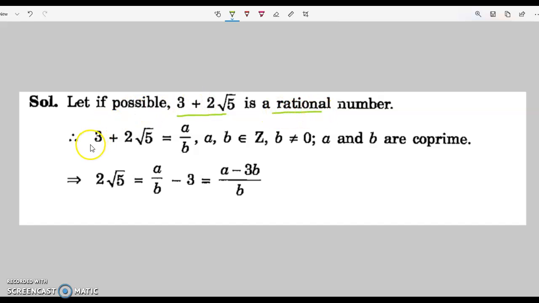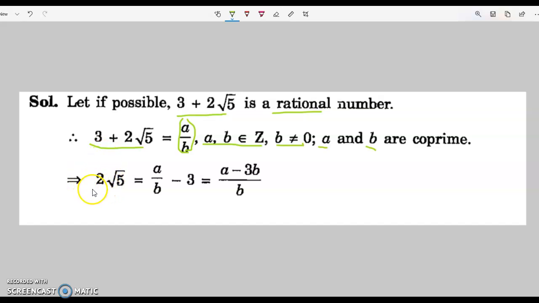Now, what is the definition of a rational number? Any number in the form of p by q, where p and q are integers and q is not equal to 0. Here I am taking it in terms of a and b. So by that, a by b is the form of the rational number. a and b belong to integers and b is not equal to 0. And it is also given that a and b have to be co-prime numbers.